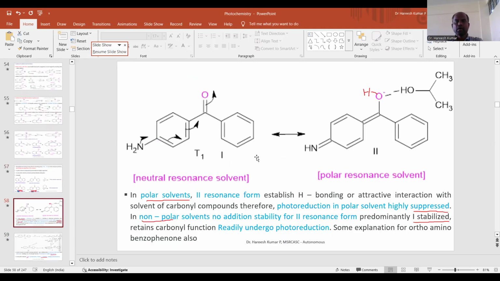In this one, I am showing the enol character in the presence of solvent. That means resonance form 2. In polar solvent, resonance form 2 will be the major one. That means it suppresses the carbonyl nature of the carbonyl compounds. That's the reason photoreduction is suppressed. In non-polar solvents, carbonyl character is retained. That's the reason there is no suppression of photoreduction. Then I will go to the next slide.